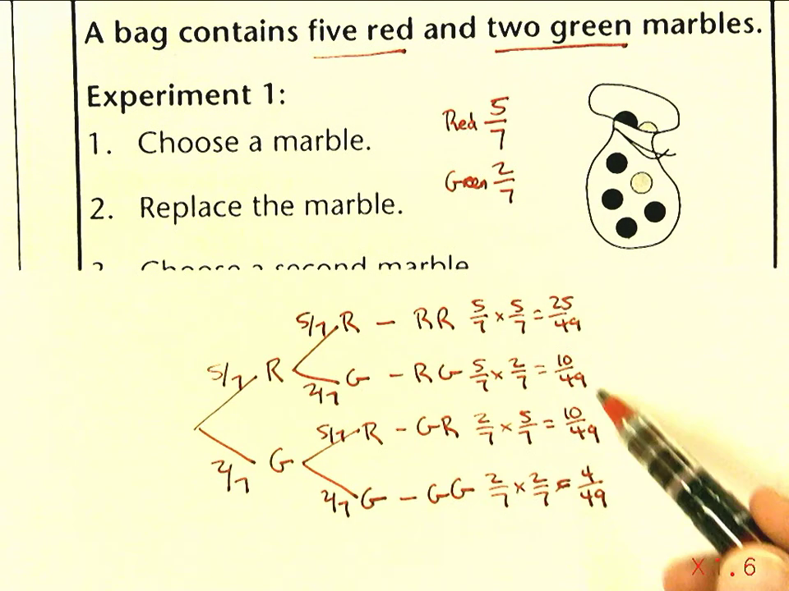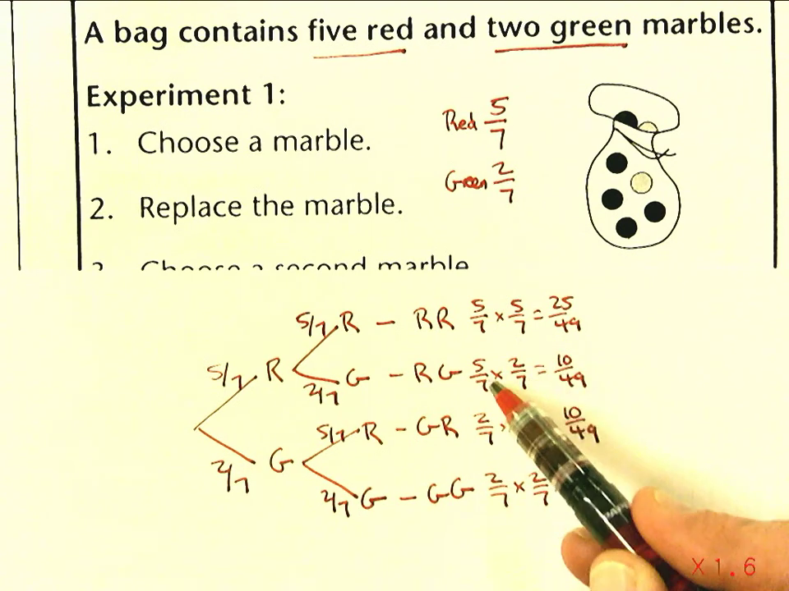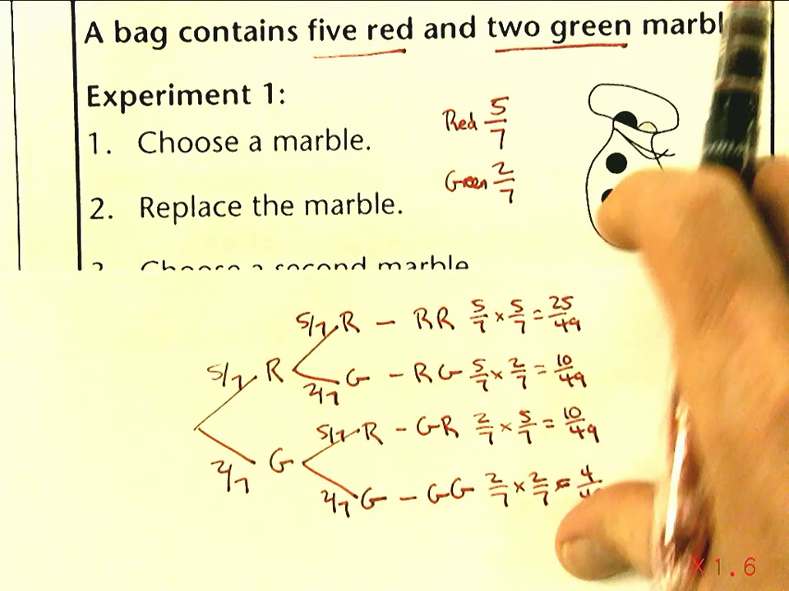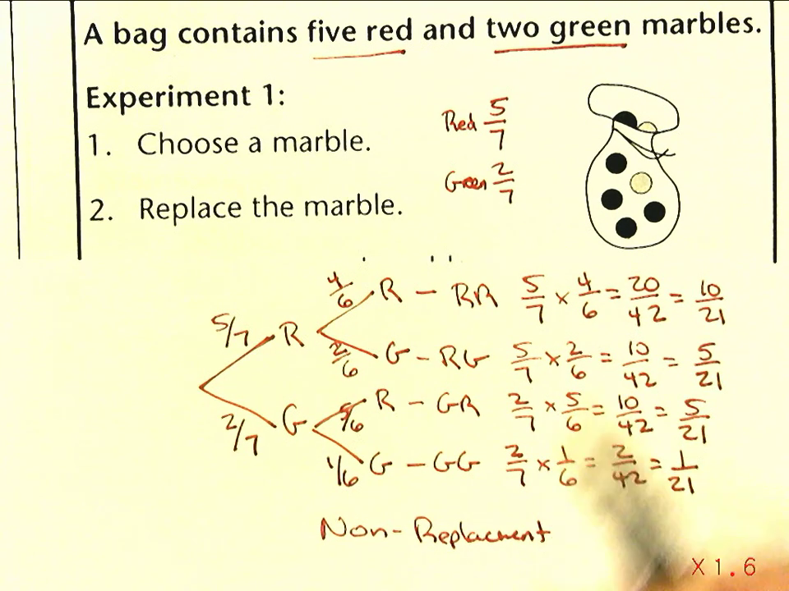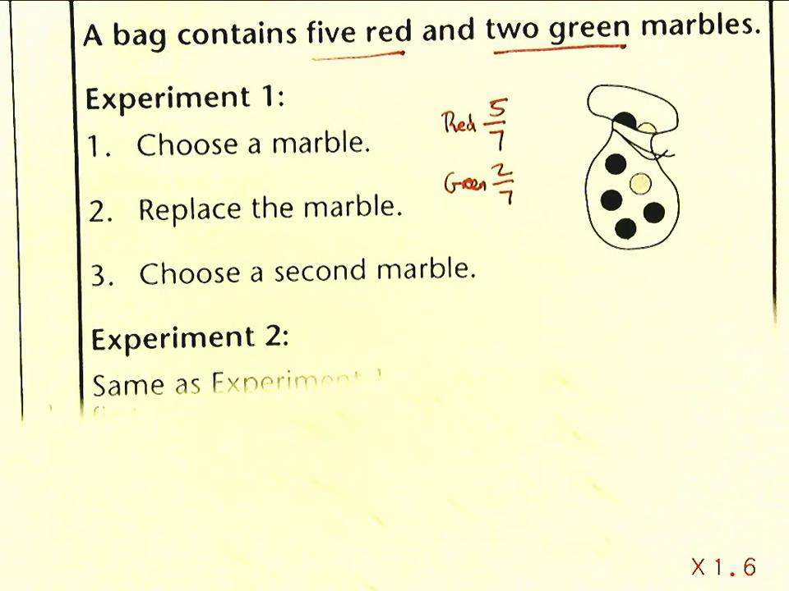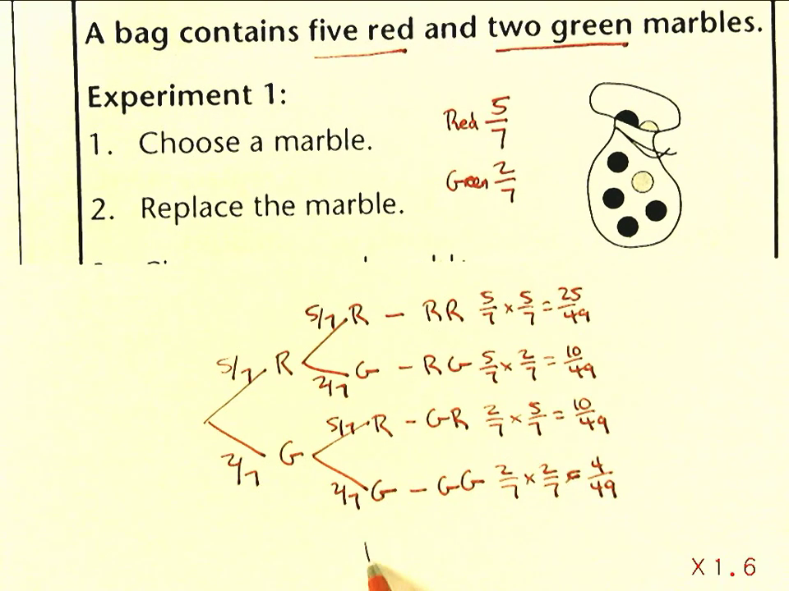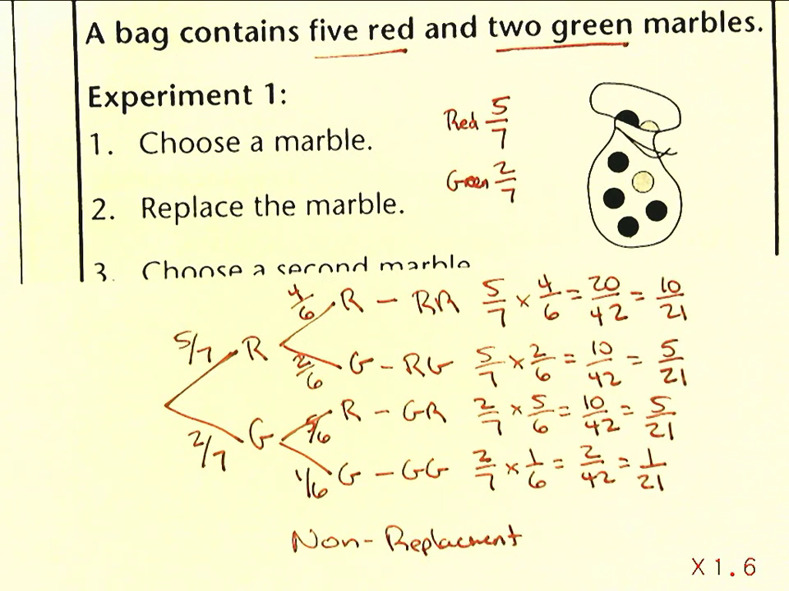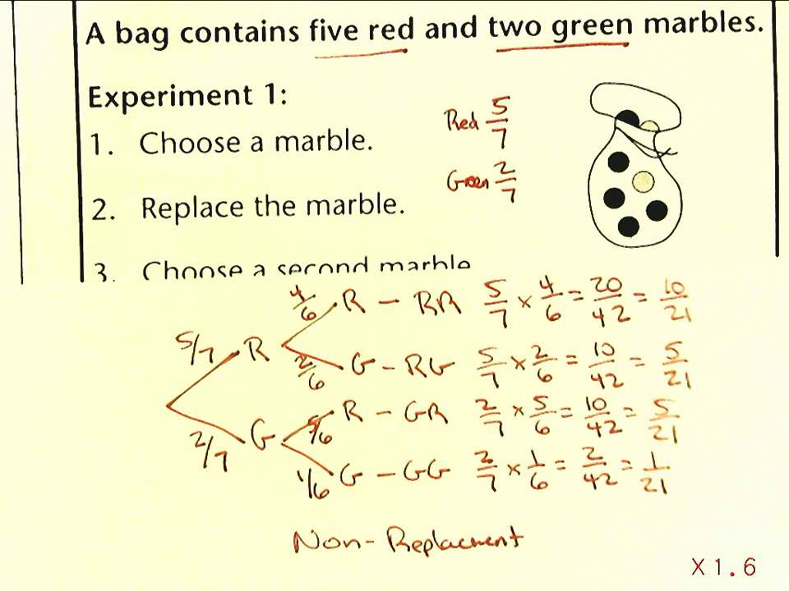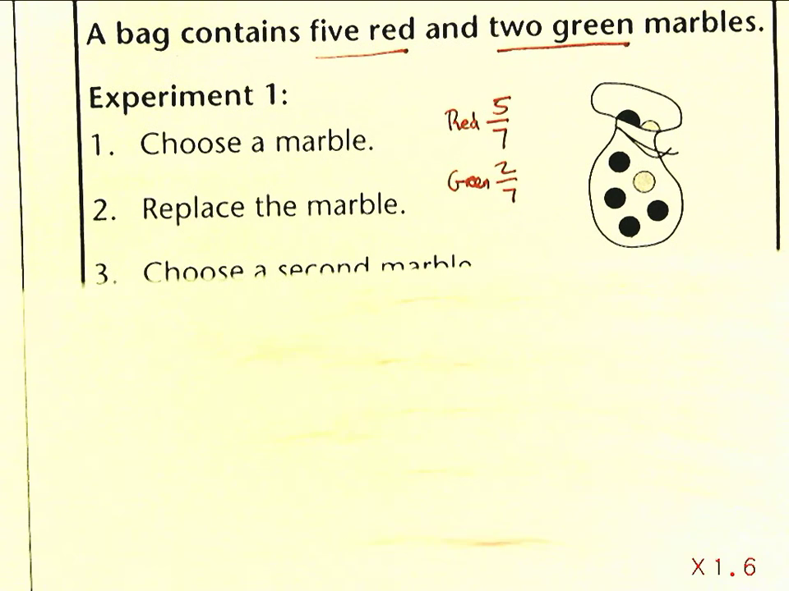These were out of 49ths. We had 7 in the bag for both draws. And now, with non-replacement, we have 7 in the bag on the first draw and 6 in the bag on the second draw. So that is an example of replacement versus non-replacement probability. Two different situations that result from that. It changes all the probabilities. So you have to be careful and know whether you're doing replacement or non-replacement probability.